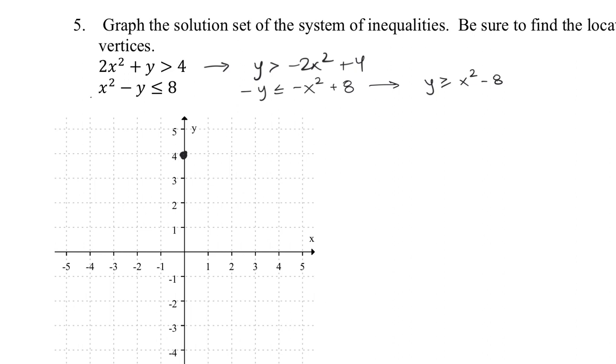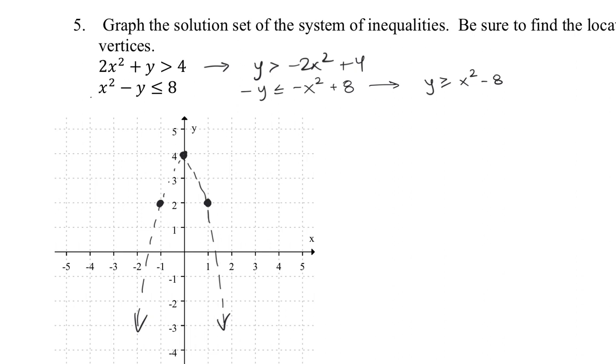Now we need to find two other points on this parabola. So if I plug in a 1 for x, then 1 squared is 1. 1 times negative 2 is negative 2. Negative 2 plus 4 is 2. So 1 comma 2, and then we can use symmetry to negative 1 comma 2. And because there's no line under the inequality, it's not an equal to inequality. That means this is a parabola that uses dotted lines.